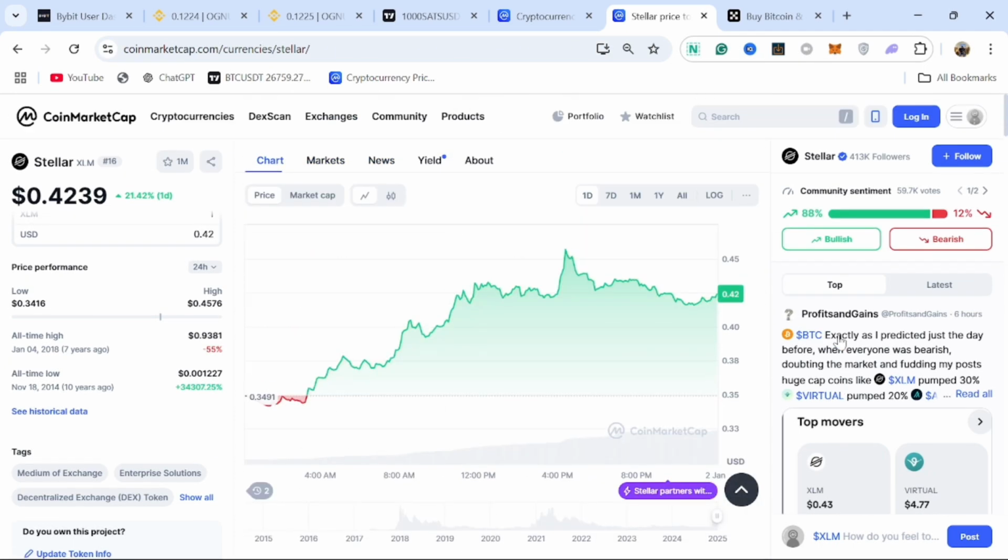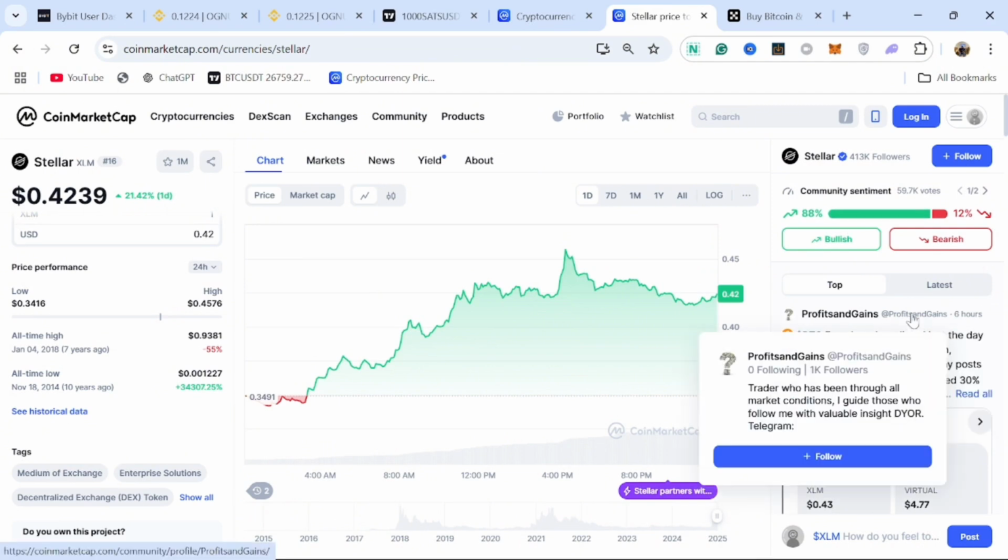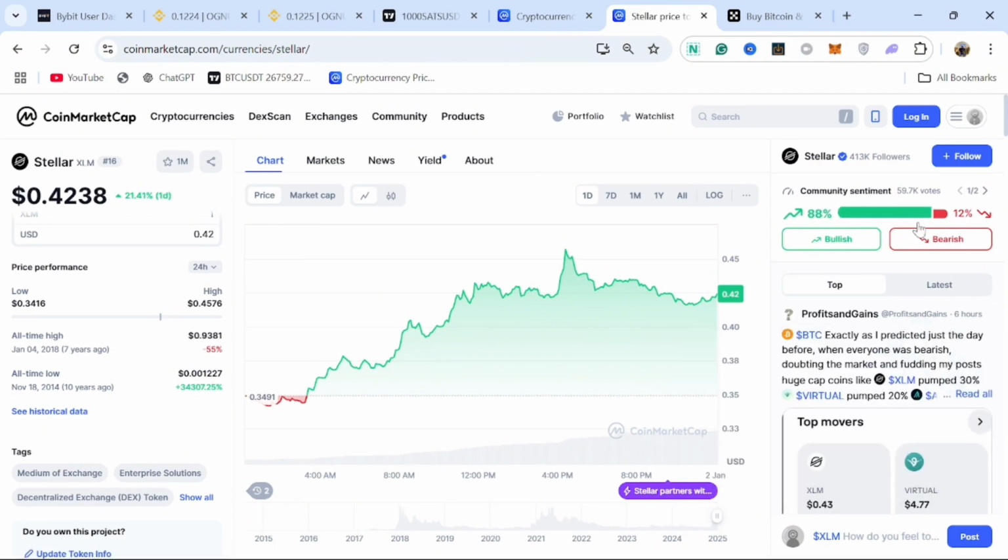And if we also check the community sentiment, you can see like 88% of people are long on this token. And we also have 12% being bearish, meaning everything about this token is bullish. So why don't you join the crowd? So what happens is, follow the trend.